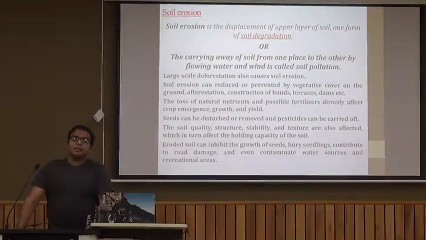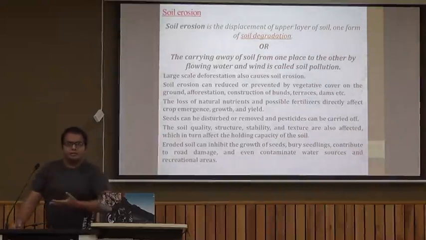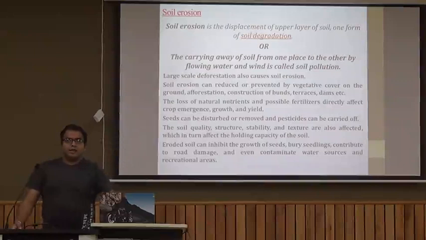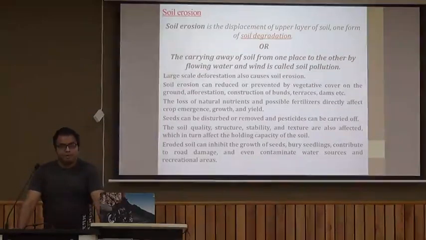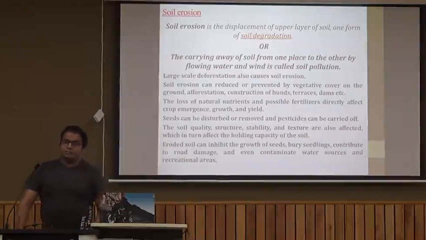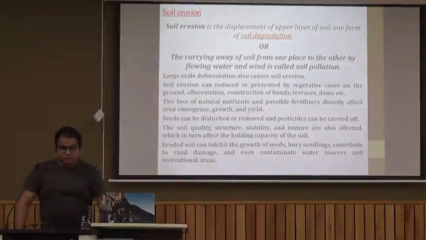Now there are certain reasons behind it. One is large scale deforestation. The plants which hold the soil together are removed, and the water and wind are easily able to carry the soil with them. It can be reduced by growing various vegetation, small plants, trees on the surface of soil, by making dams, terraces, all these things. The loss of nutrients and fertilizer directly affects the crop emergence, growth and yield, because in soil erosion the topsoil which contains most of the nutrients is removed.